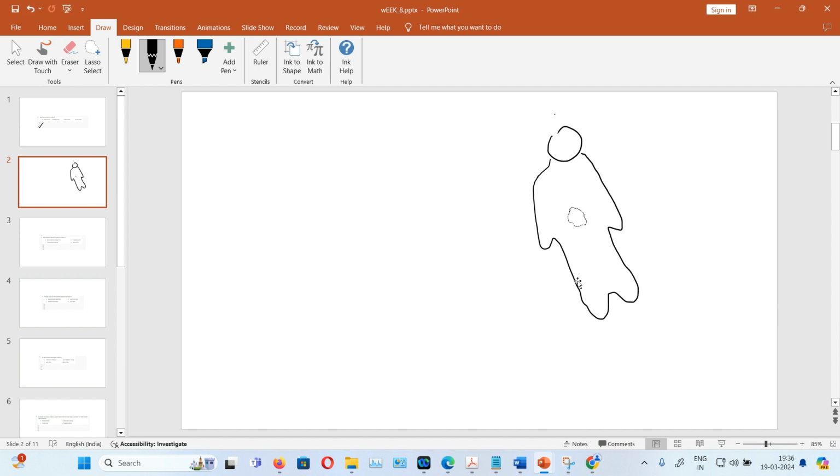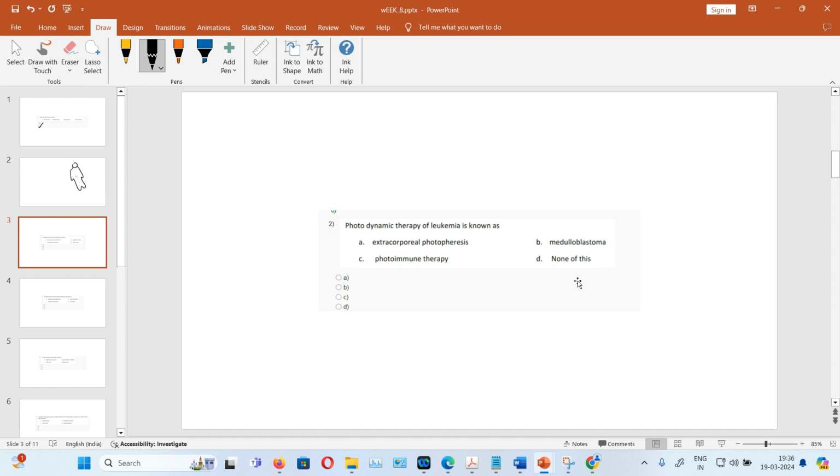Okay, let's move to the second question. Photodynamic therapy of leukemia is known as... so it's also a direct question. The answer is extracorporeal photopheresis. So the answer is A. Photodynamic therapy of leukemia is known as extracorporeal photopheresis.